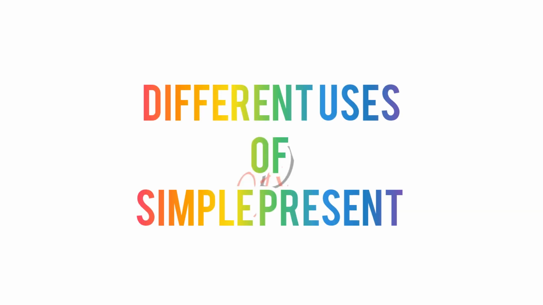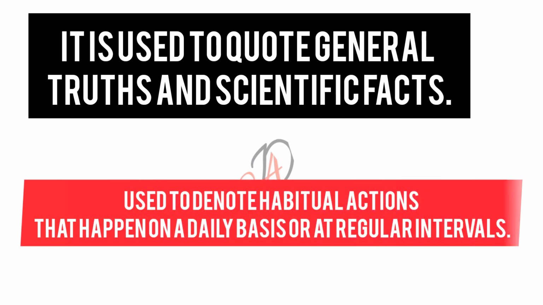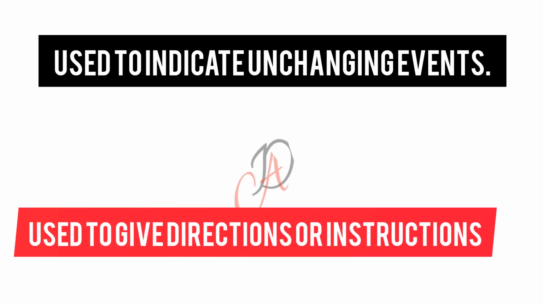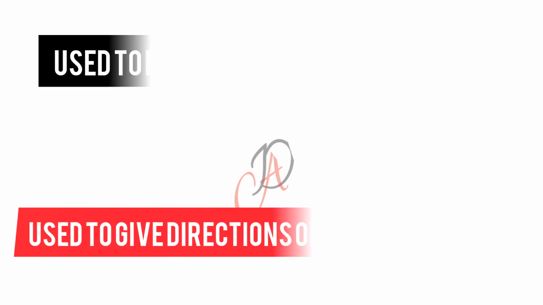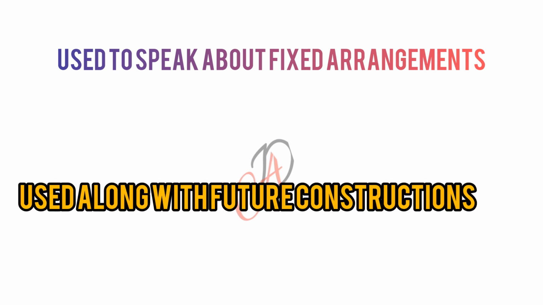The present tense can be used for various purposes, like it is used to quote general truths and scientific facts. It is also used to denote habitual actions that happen on a daily basis or at regular intervals. It is used to indicate unchanging events, and it is also used to give directions or instructions. It is used to speak about fixed arrangements, and the last one, it is used along with future constructions. So let's understand all this in detail one by one along with suitable examples.